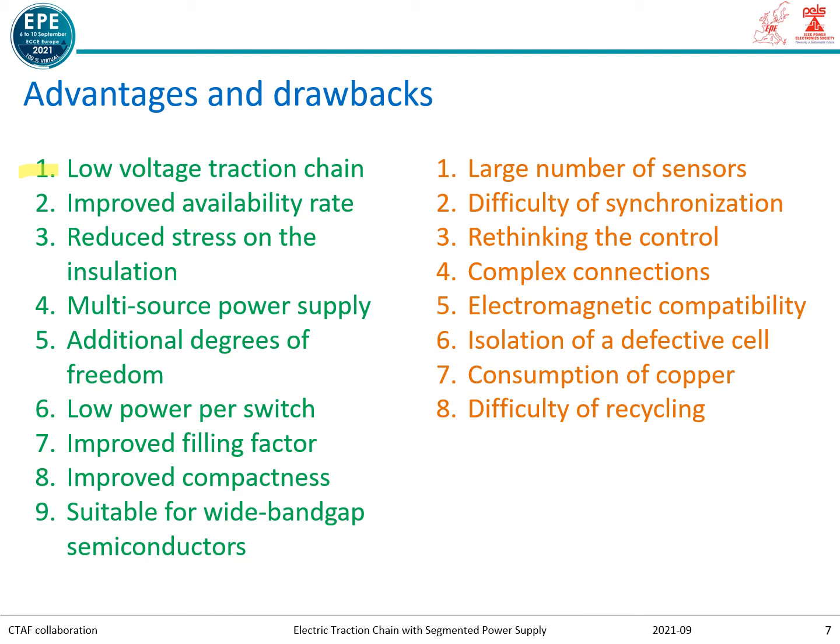The main advantage is the possibility to operate the DC bus at reduced voltage compared to the equivalent standard solution. At the same time, the availability rate is improved by the choice of a multi-converter architecture. On the other hand, a large number of sensors is required. This adds to the difficulty of synchronization that could lead to the need to resync the control.